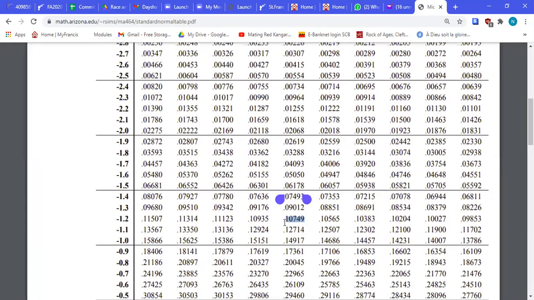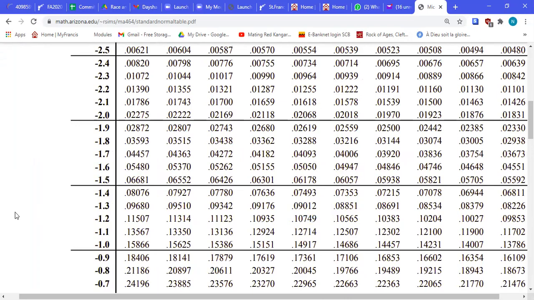So you can also use your calculator. From your calculator, you go to second function, distribution, and choose cumulative normal CDF. Anybody is using a calculator? Otherwise, I move to the most general one. Do you have something? Second function, VARS, and then go to number two, I think, normal CDF.